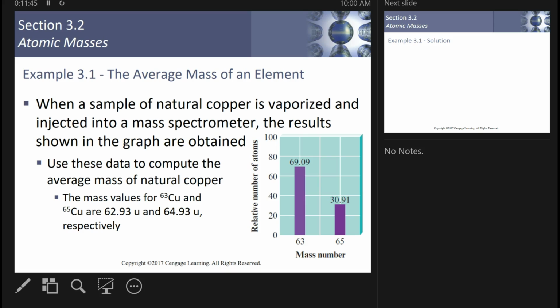Okay, so now look at the graph there. That's what the mass spectrometer gives me. When a sample of natural copper is vaporized, that in itself is not an easy task. Vaporizing copper takes a lot of energy, right? And then it's injected into the mass spectrometer. The results are shown in the graph. You see that 69.09% of the time you have a mass number of 63, and 30.91% have mass number 65, right? So this is the relative abundance, which means it's percentage on the y-axis, and mass number is on the x-axis.